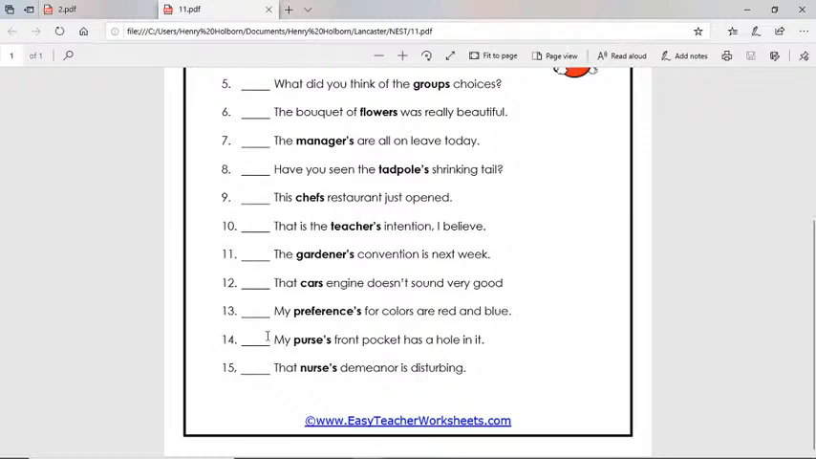Question 14. My purse's front pocket has a hole in it. Question 15, the final question. That nurse's demeanour, and demeanour is your behaviour or how you present yourself, so it could be your general outlook and how you appear and interact. That nurse's demeanour is disturbing. Okay.